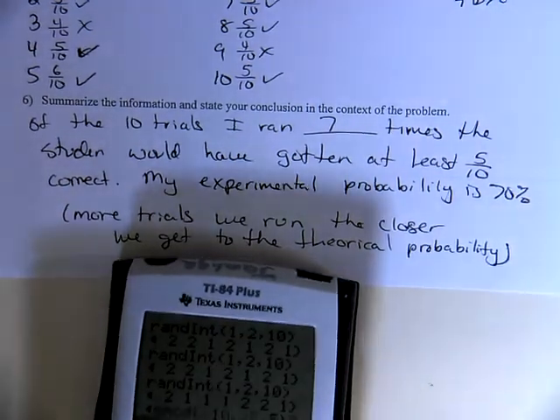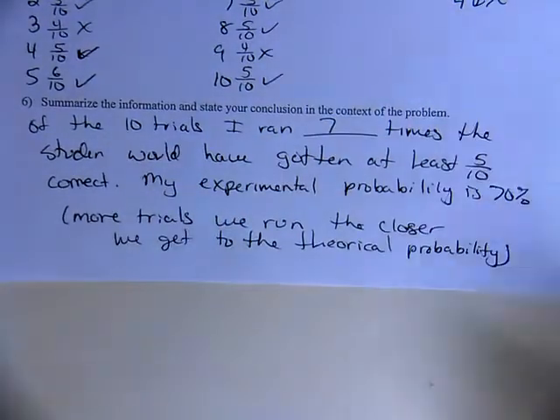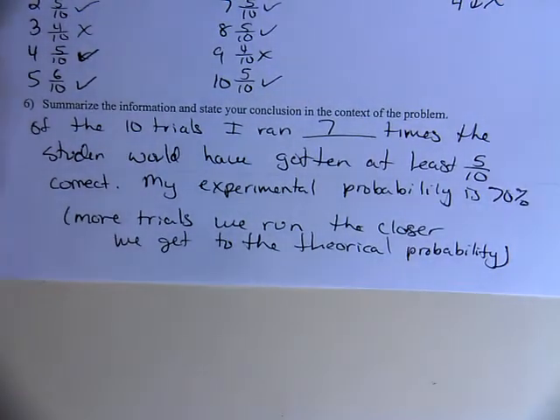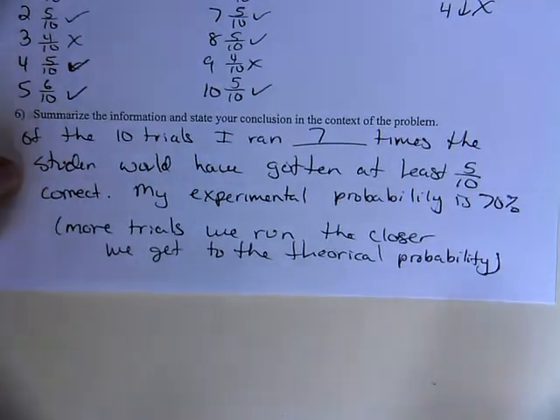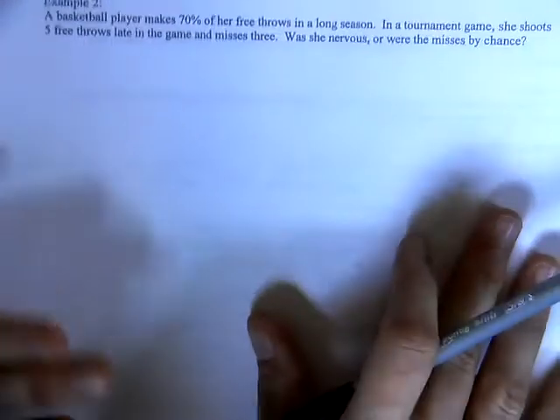It should be close to 60%. So I got 70. But we'll get to theoretical probability, like I said, in chapter 7. Okay, so this works well. I can pick 1 and 2 if it's a 50-50 shot. On the back, we're going to look at what happens if it's not a 50-50 shot.